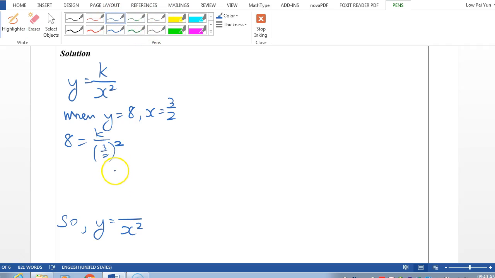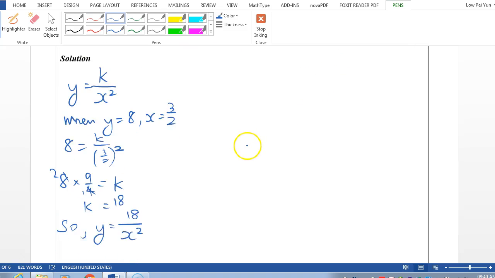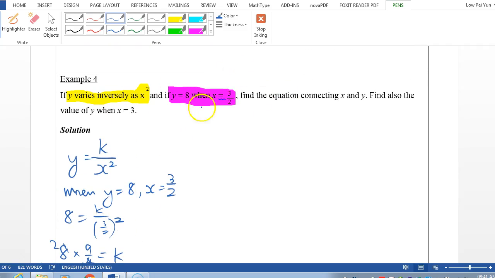K is equal to 8 times 9 over 4. Yeah. So k has to be 18. Right, 18, not 12. This is now 18. So here we have this equation. Now let's look back at the question. Find the equation connecting x and y. This is the equation connecting x and y. It is specific to these values.